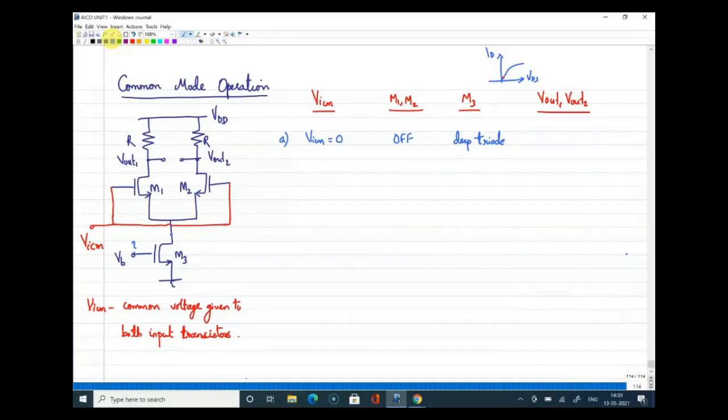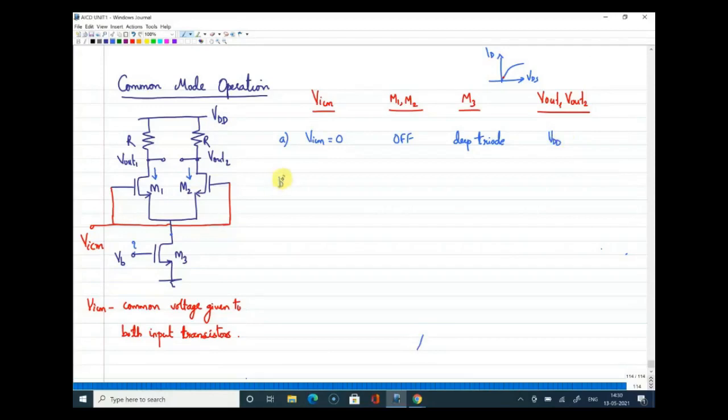Now, what about output voltages, Vout1 and Vout2? M1, M2 both are off. So if these two are off, the current flowing in both the branches should be 0. So what will be Vout1 and Vout2? Can I get your response? VDD, yes. So both Vout1 and Vout2 will be at VDD. That is easy, that is simple.